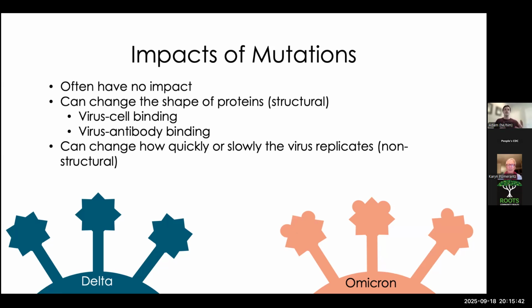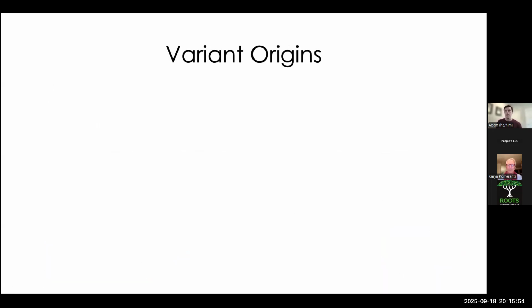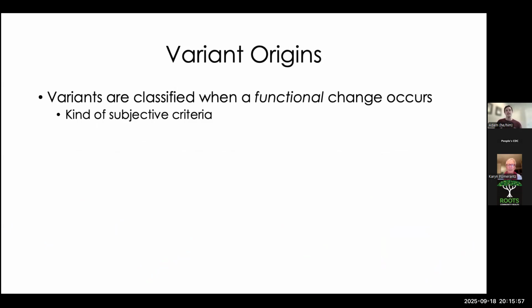This is a simple example of some structural impacts of mutations. With a different variant, the structure is looking a little differently. But how do these variants actually come up? Well, technically, variants for COVID, for SARS-CoV-2, are classified when there is a functional change that has occurred. And this criteria is pretty subjective. There's a committee of people working with the WHO in various countries that are analyzing genomes, running experiments to see how things may or may not have changed, and that helps determine how to classify and name a new variant.